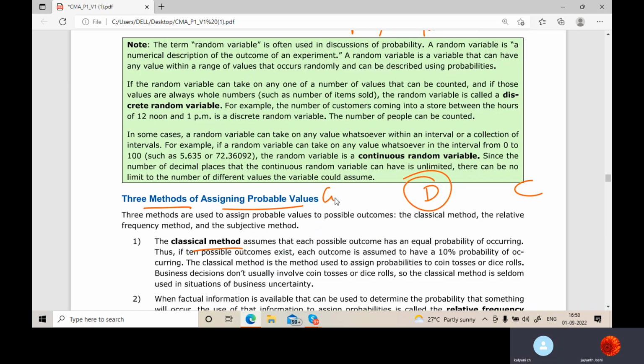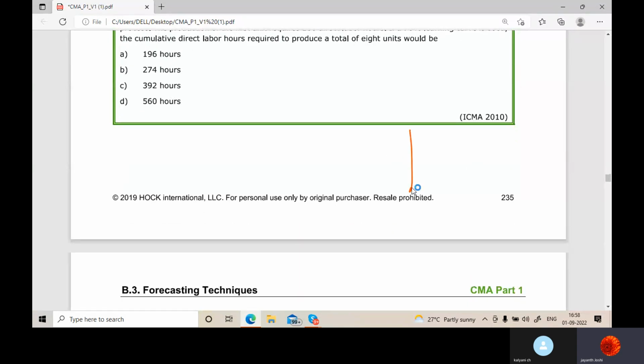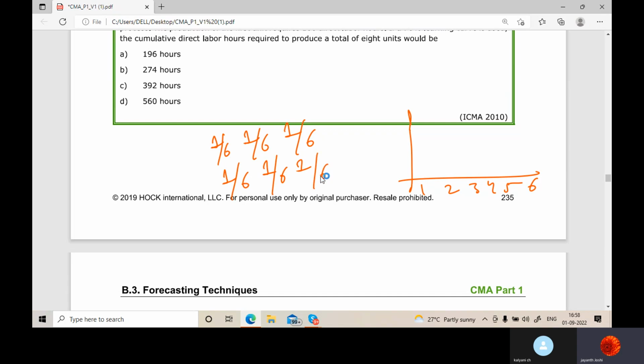Discrete means countable. Continuous means you can't count. I will explain with an example. This is a probability distribution. 1, 2, 3, 4, 5, 6. A particular die has 6 faces. When you throw a die, what's the probability of getting 1? 1 by 6. Probability of 2? 1 by 6. Probability of 3? 1 by 6. Probability of 4? 1 by 6. Probability of 5? 1 by 6. Probability of 6? 1 by 6. So you know 1 by 6 is how much?